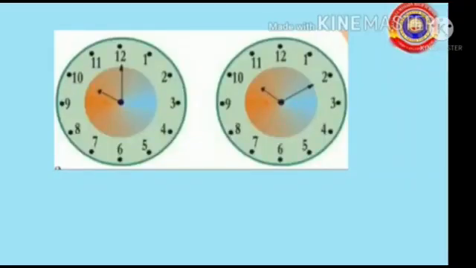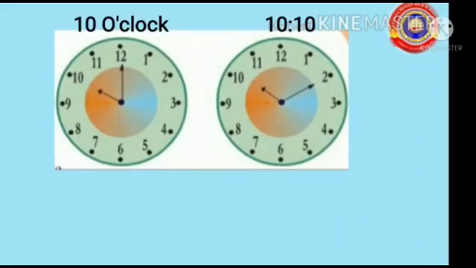Look at these pictures of clocks. They show different times. The first clock shows 10 o'clock and the second clock shows 10 past 10. The hands of a clock make an angle.